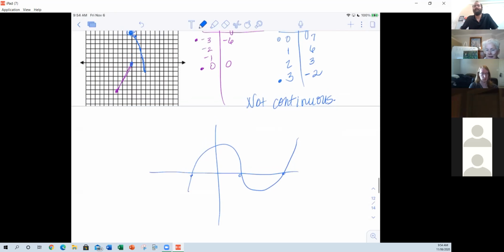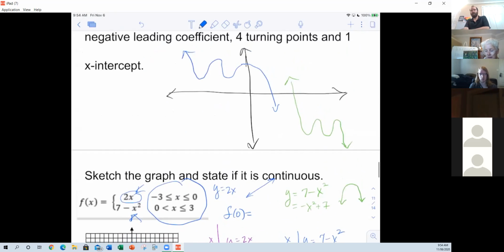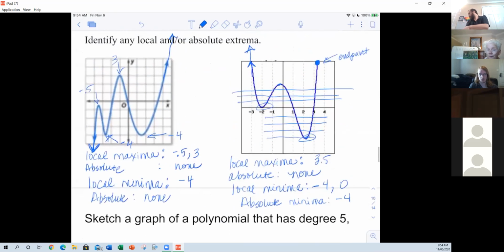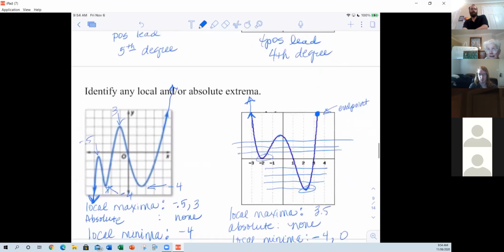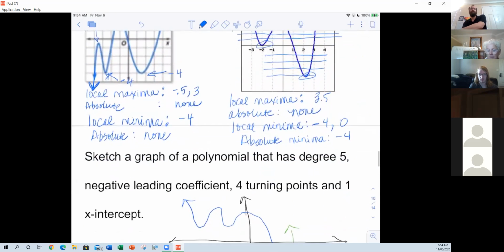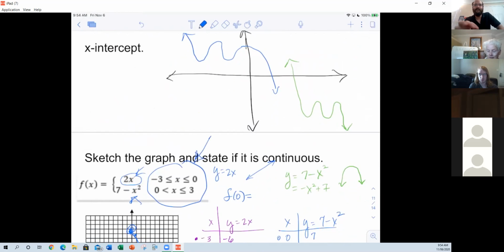Also, I did put up a Kahoot just for fun if y'all want to. It's up under the homework assignments for practice, and it has a bunch of these kinds of functions on it, if you want extra practice on that.